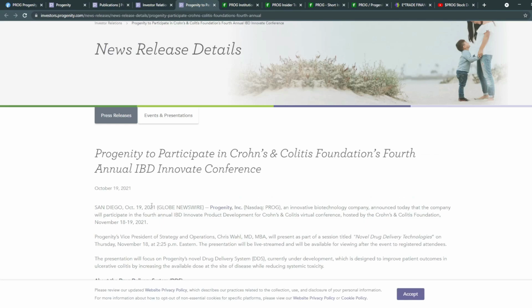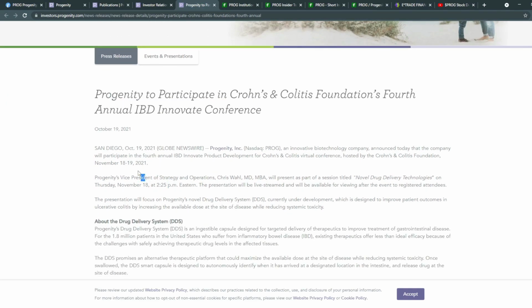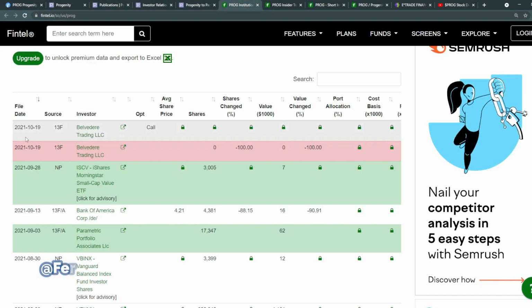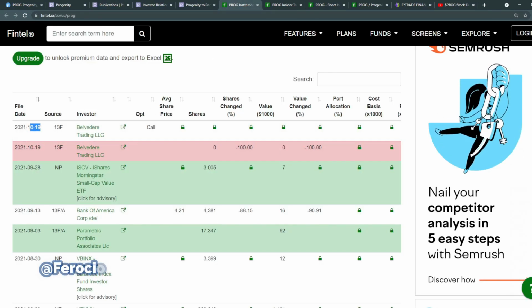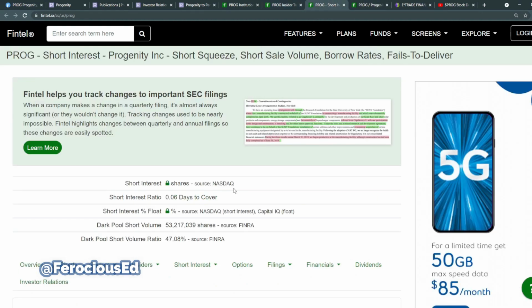In terms of the latest news, the last one we have is still from October 19th, 2021, where they mentioned they're going to be participating in the Crohn's and Colitis Foundation 4th Annual IBD Innovate Conference. And this one is going to be on the 18th of November to the 19th of November. So in terms of institutional buyers, we also still don't see any activity happening here on the 19th, but take a look into insider ownership. This company is around 62% owned by insiders, so the majority of that is there.